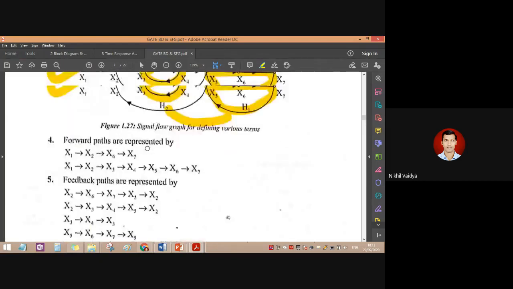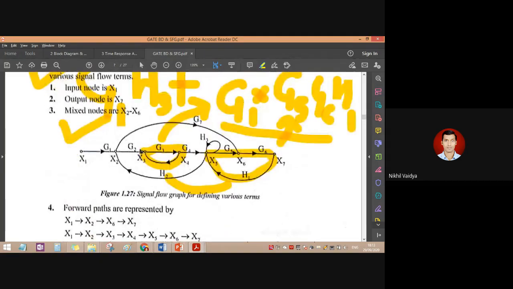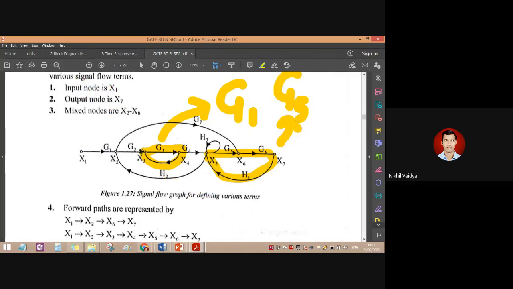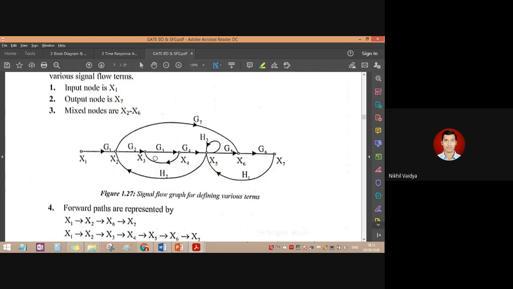There may be three non-touching loops present in some graphs, but in this particular signal flow graph there are a total of four loops, and we found that among the four loops there are only two pairs of two non-touching loops, but we don't have three non-touching loops.